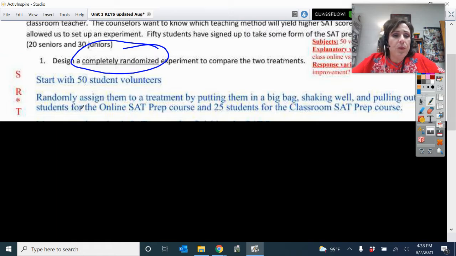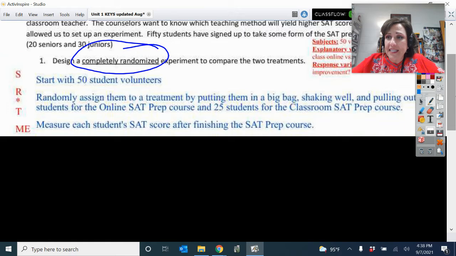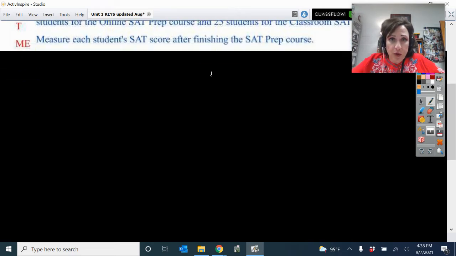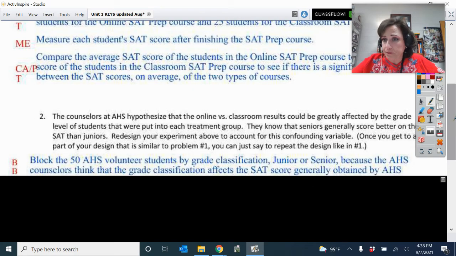Don't just say, I'm going to randomly assign them with the big bag method to these things. Okay, that's not adequate. Measure each student's SAT score after finishing the prep course, and then compare the average SAT score of the online SAT prep students to that of the classroom SAT prep course students to see if there is significant difference between the SAT scores on average of the two types.